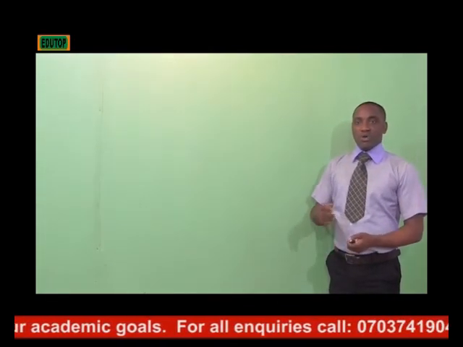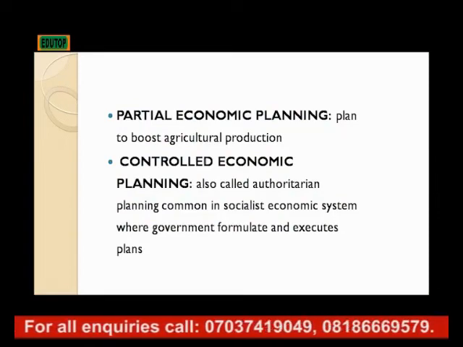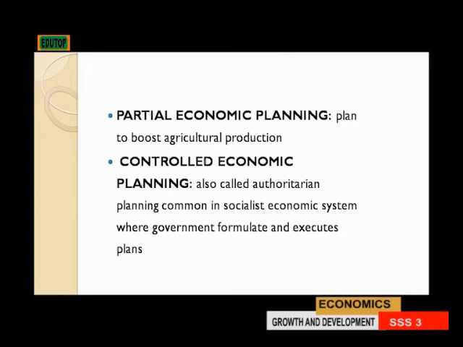And the last one is what we call controlled economic planning. It is also called authoritarian planning, which is common in socialist economic systems, where government formulates and executes the plan. That is the government that will formulate it, and they will still be the one to execute those plans. That is what we call controlled economic planning.